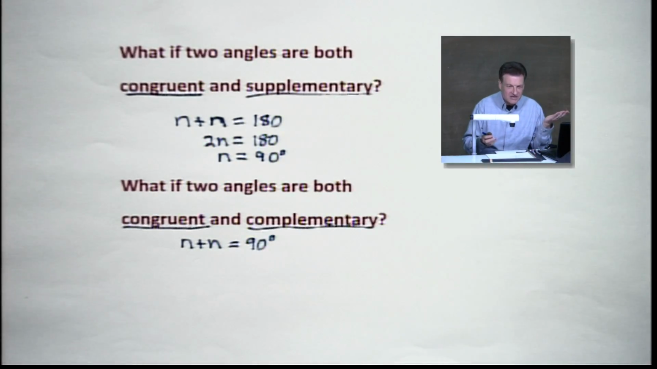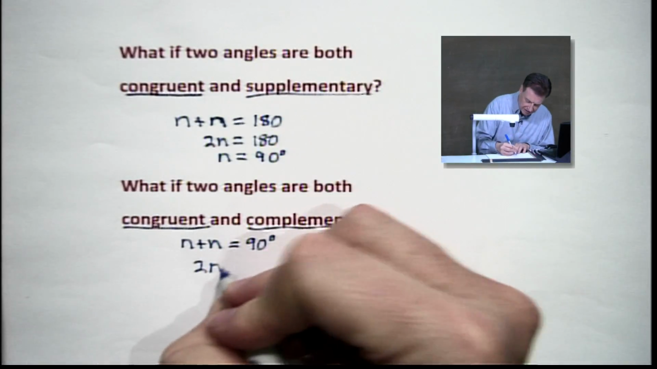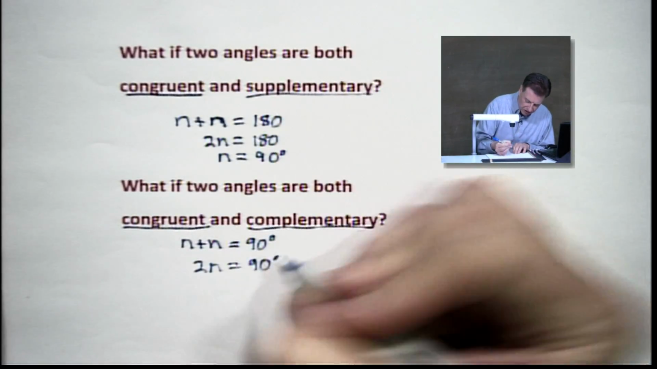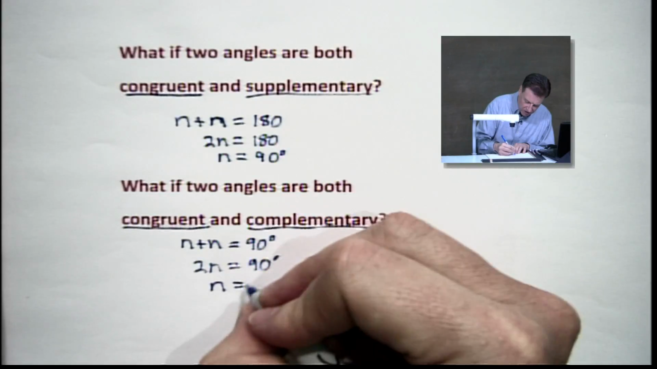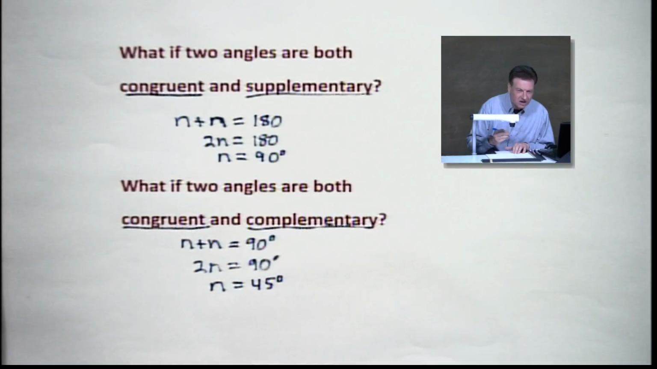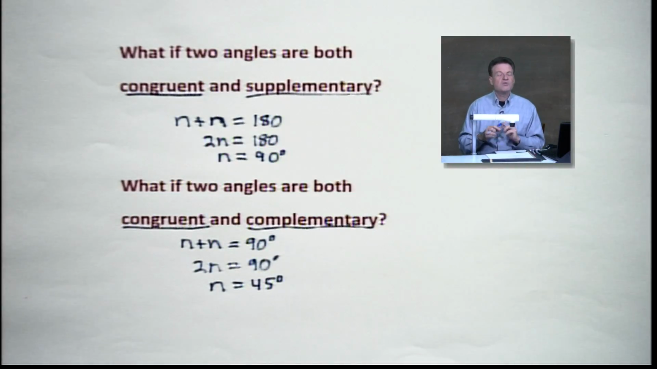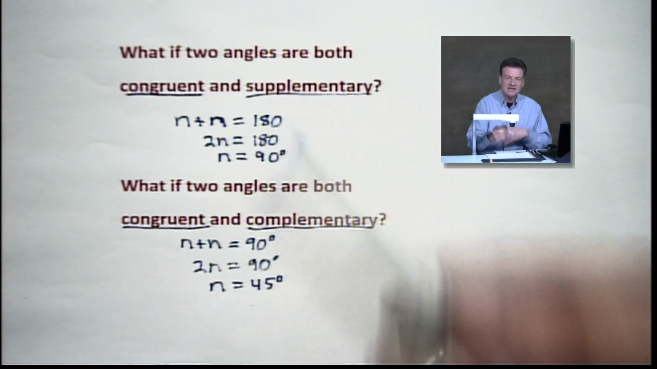And that means they add up to 90 degrees. We're going to put those together. This one's easy. 2n equaling 90. And you know what? I get, you get, we all get 45-degree angles. There we are. All right, so those two angles would both be 45. Obviously, that adds up to 90. They're obviously the same. Up here, 90 and 90 gave us 180.